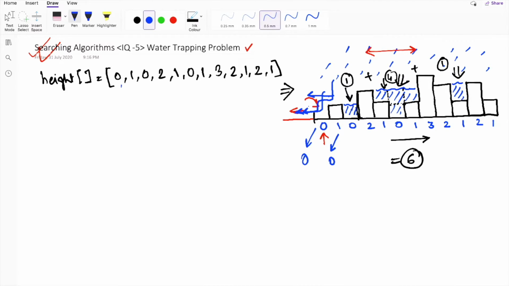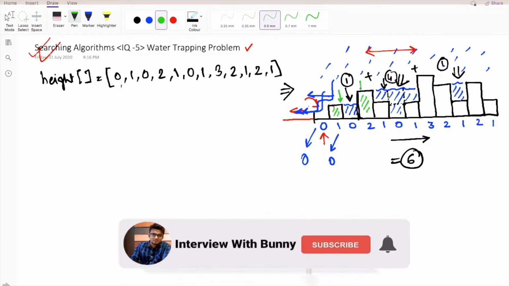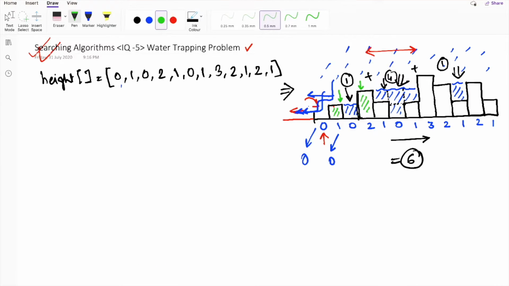Now coming to the next block, block number 3, the height of this block is 0. This block is surrounded by 2 blocks on both sides: one of height 1 unit, another of height 2 units. The amount of water it can accommodate is the minimum of the heights of these two blocks, which is 1. It's quite clear from the picture that it can only accommodate 1 unit of water here.